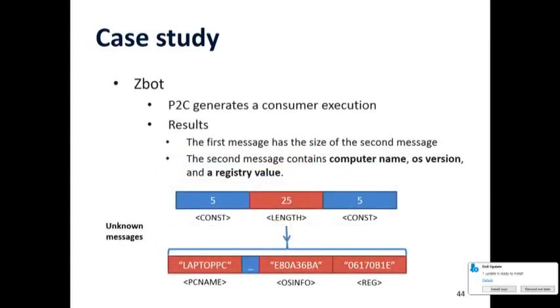So we run the P2C to generate an ideal consumer execution, and this gives us two pieces of information. First, the first message actually contains the size of the second message. As you can see, the 25 actually means the whole length of the second message. And the second message contains the computer name, the operating system version information, and one key value from the registry key. So we typed this information by tainting all the standard Windows API. So after we run P2C, this is kind of what we get out of the program.